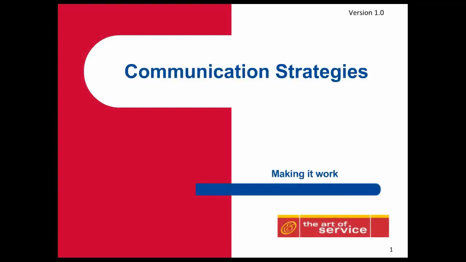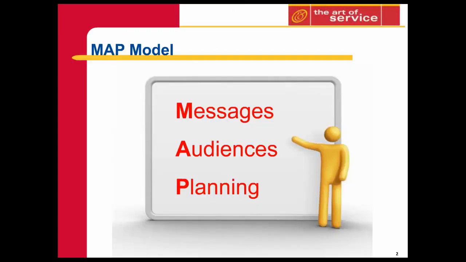This module will look at the key functions needed to make a communication strategy work. The communication strategy should contain different approaches that can be applied depending on the message, the audience, and the planning required. MAP stands for Messages, Audiences, and Planning. A completed MAP will provide a useful one-page summary about the key messages, target audiences, and milestones.